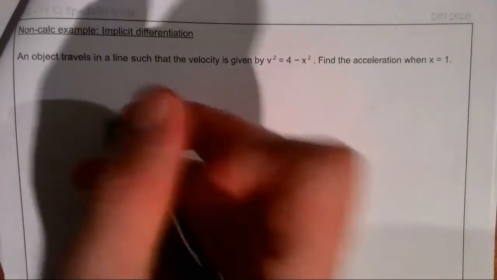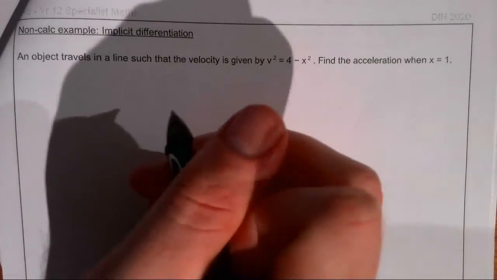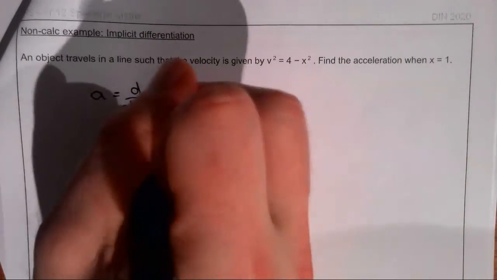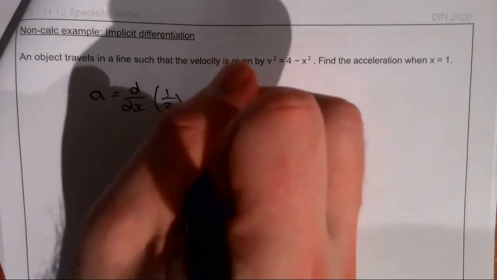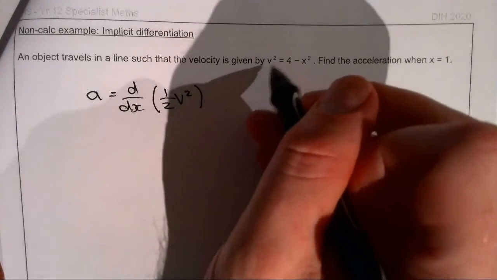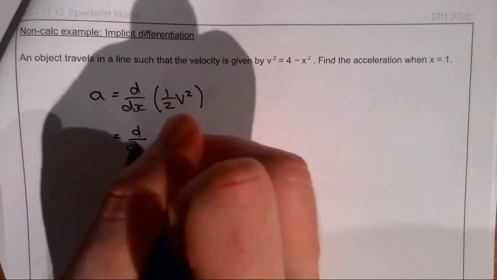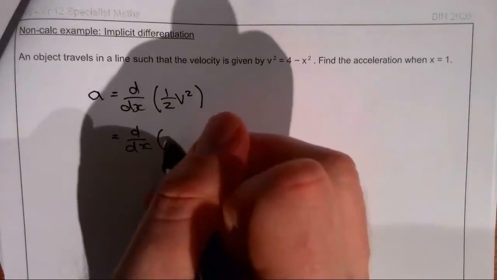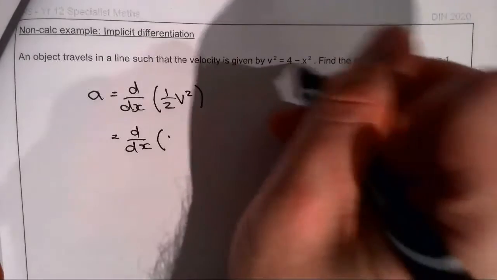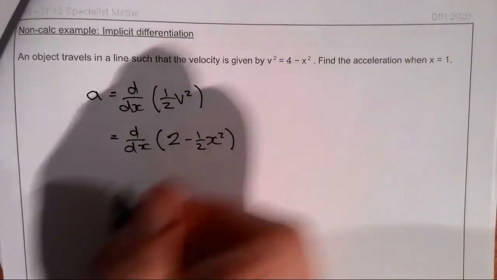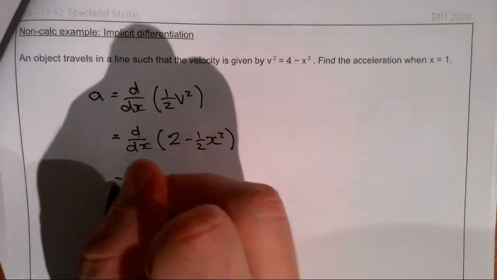Alright, assuming you paused the video and gave it a good shot, what I'm going to do is remember that the acceleration is d by dx of a half v squared, and then I know that v squared is 4 minus x squared in this case, so that means the acceleration is d by dx of, dividing this by 2, 2 minus a half x squared, and then differentiating that with respect to x.